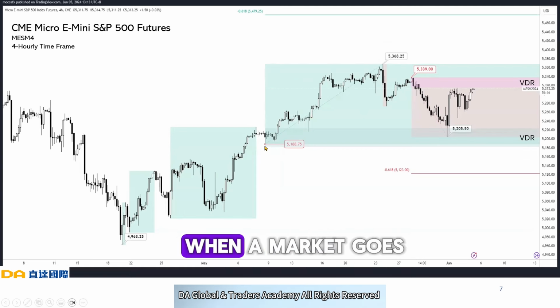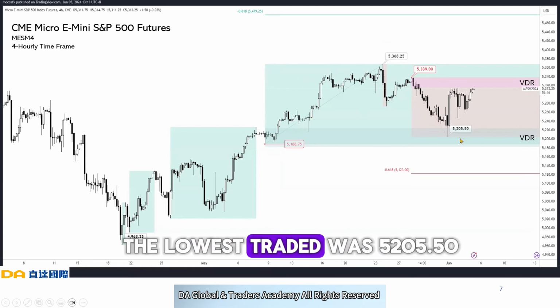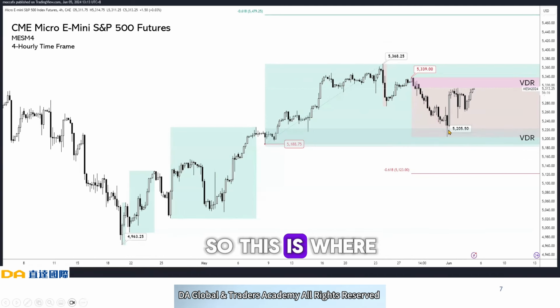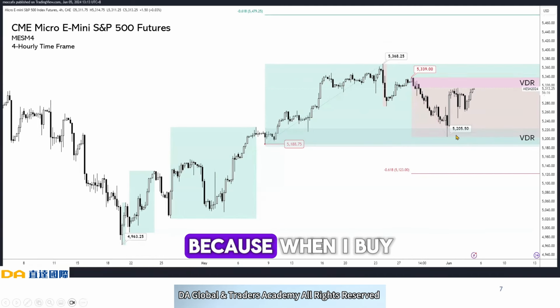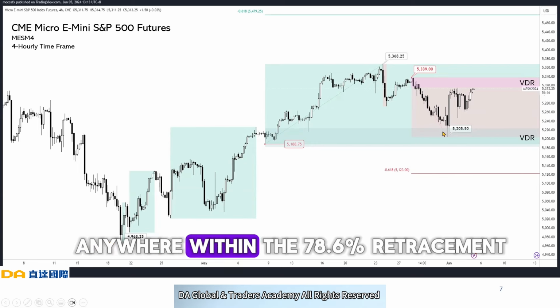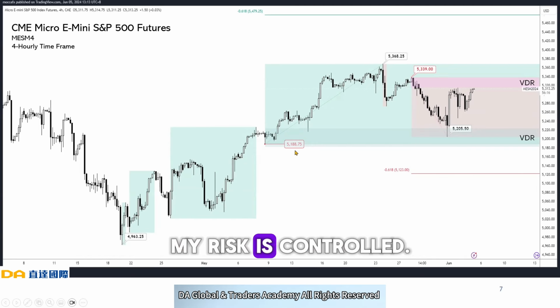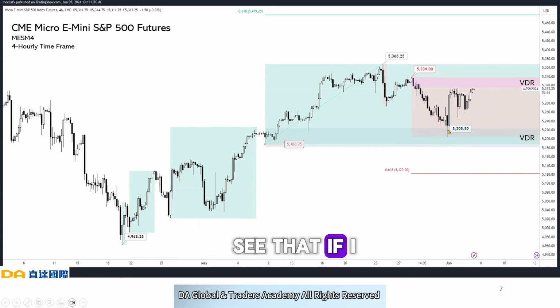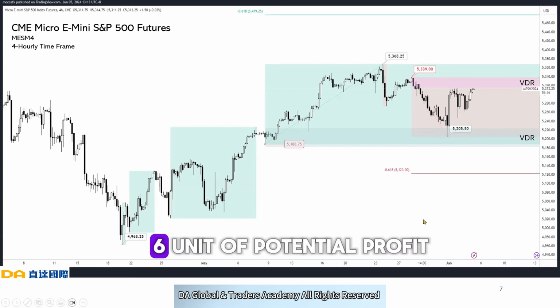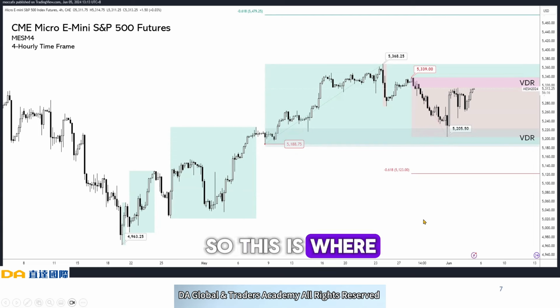You can see that when the market goes into the VDR, the lowest traded was 5,205.5, and it only came once. So this is where I need to go in to buy, because when I buy anywhere within the 78.6% retracement all the way to 5188.75, my risk is controlled, okay? And here you can see that if I do this trade, I have 1 unit of risk and 6 units of potential profit. So this is where I would like to do a trade on the long side, okay?